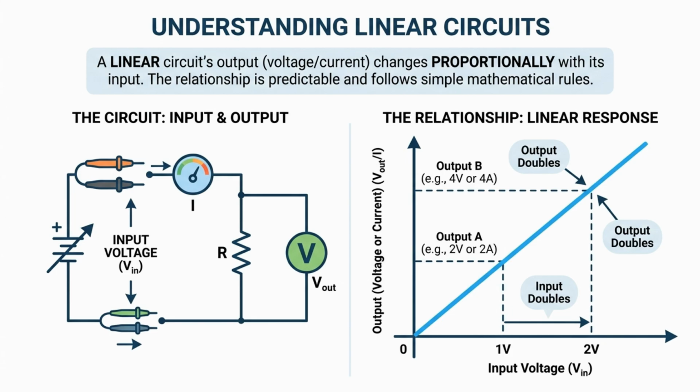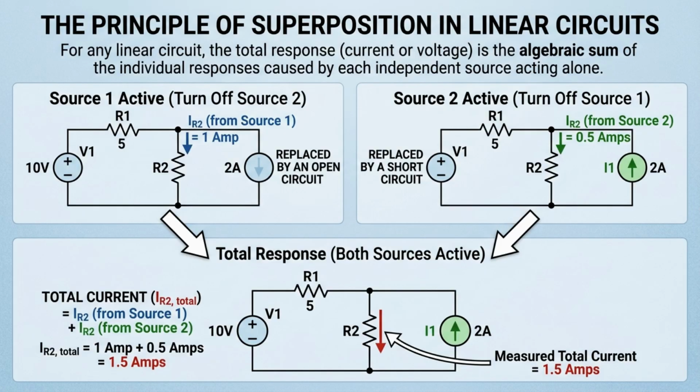across different operating conditions. One important property of linear circuits is the principle of superposition. This means that if multiple independent sources are present, the total response can be found by adding the individual responses caused by each source separately. Engineers rely heavily on this property because it greatly simplifies circuit analysis and design.